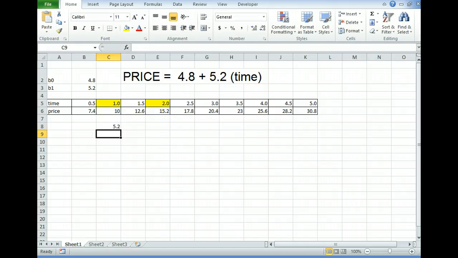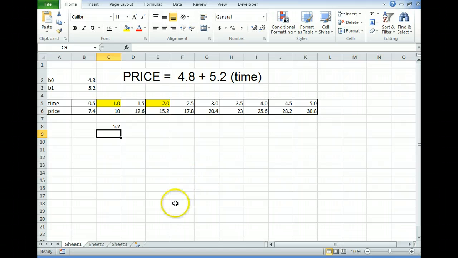The increment in the result is 5.2, which should not come as a surprise, because what this is saying is the price is equal to 5.2 multiplied by the time. So every time this quantity increases by a unit, it goes up by this much, and there is a constant that you're going to add to it. The same thing would happen every time you increase by 1 unit of time.